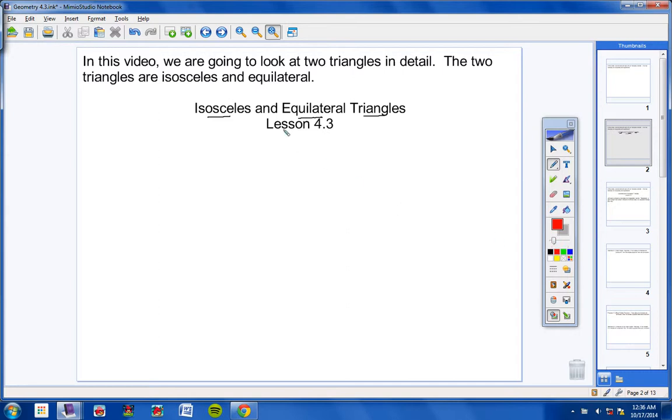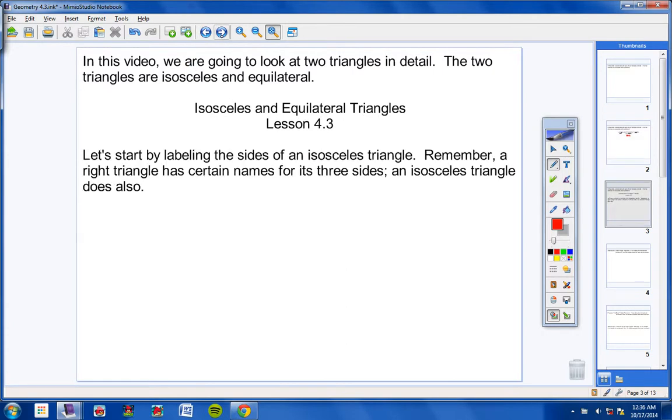The lesson number is 4.3. Be sure and include that in your notes today, and also include today's date. Isosceles and equilateral triangles. Now let's go ahead and continue on. We're going to start by labeling the sides of an isosceles triangle.